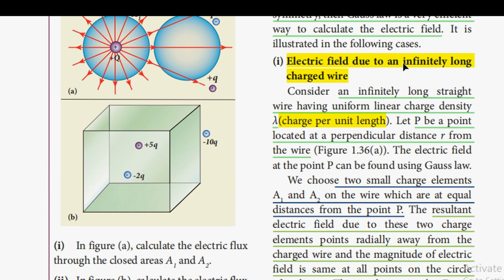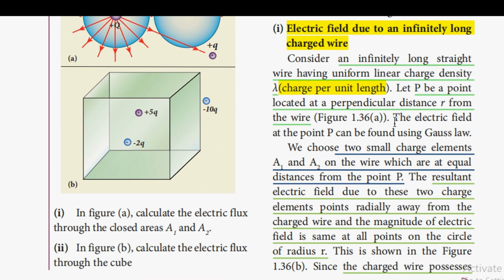The first case, the electric field due to an infinitely long charged wire. For this, let us consider an infinitely long straight wire having uniform linear charge density lambda, where this lambda is called charge per unit length. Let P be a point located at a particular perpendicular distance r from the wire. The electric field at the point P can be found using Gauss law.